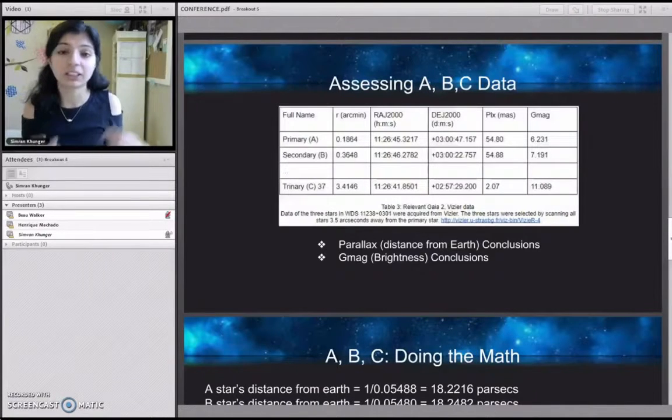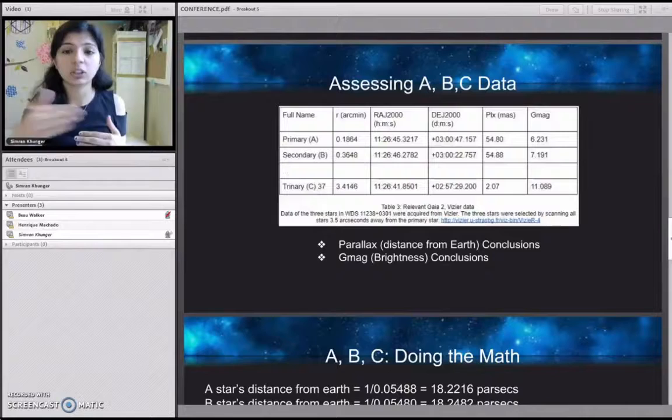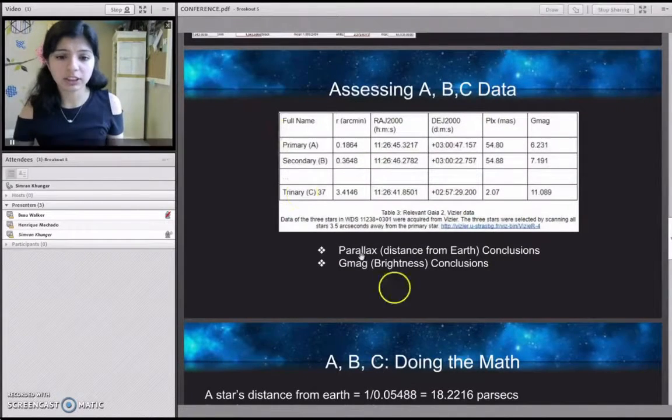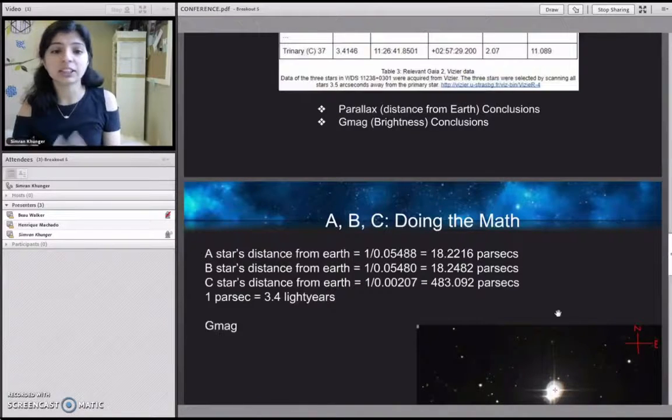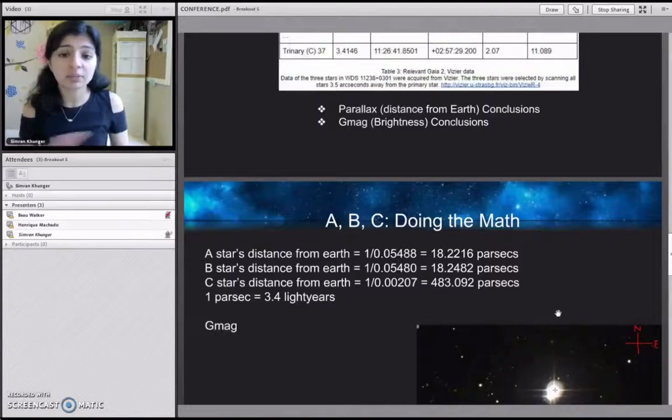Also, the inverse of the parallax tells us the distance from the star to Earth. So as you can see on this next slide here, the A and B stars are only 18 parsecs from Earth. However, the C star is 483 parsecs from Earth. That means that the C star is 27 times further from Earth than the other 2 stars are, which also lends credibility to the idea that the A, B, and C stars are not gravitationally bound simply because they're too far from each other.